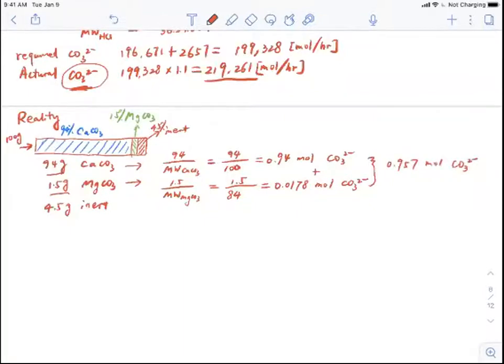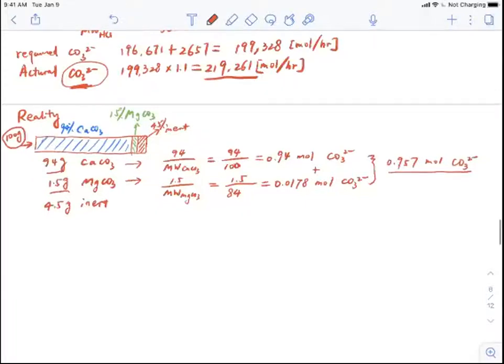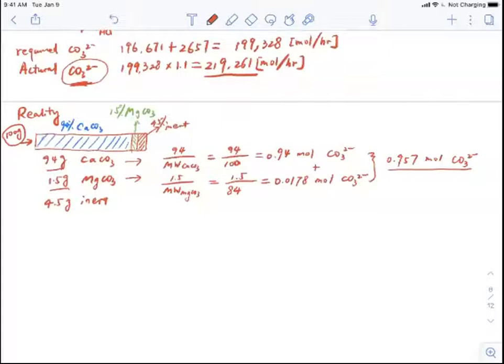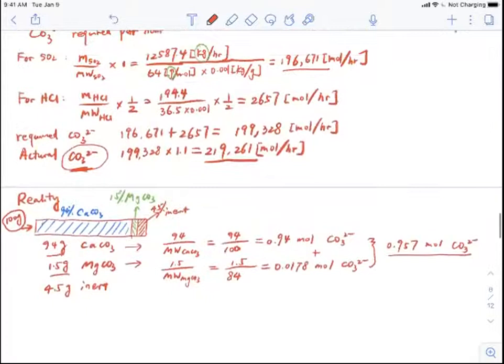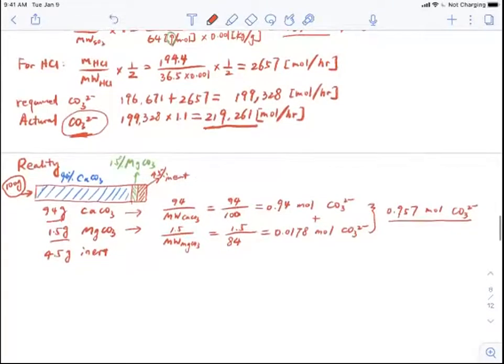Okay, so basically what we're trying to do is find, for a slice of the limestone, let's assume that is 100 grams, how many carbonate ions it can provide to the reaction. It turns out that this is 0.957 moles of the carbonate ions. So now we have the target for the total amount of carbonate ions, and we have the reality, right? 100 grams of the limestone can give us this amount of the carbonate ions.